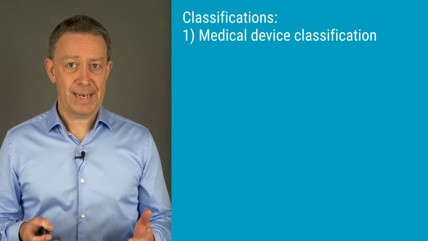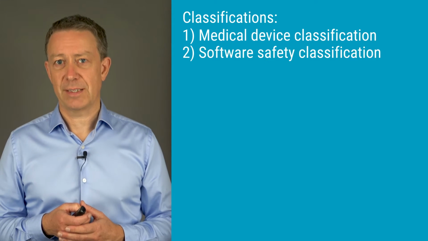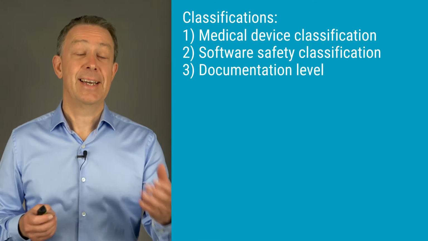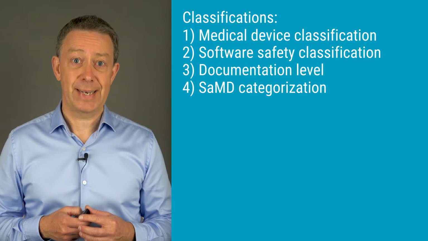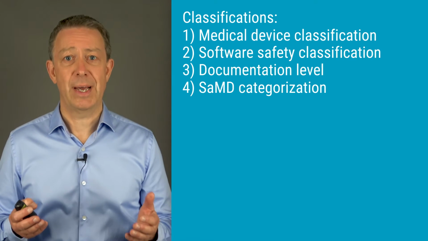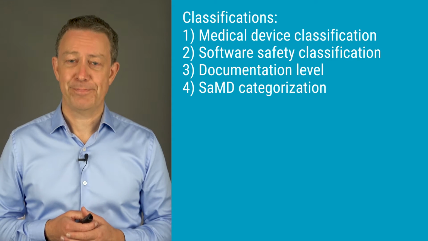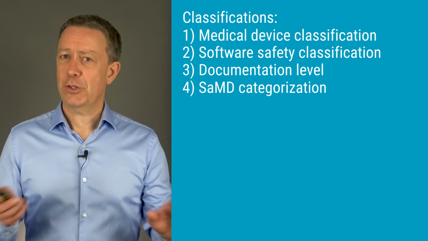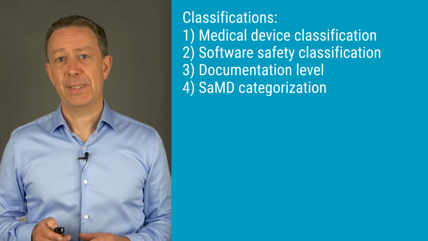Now, let's get started. In this video, I will show you what different types of classification you should apply to your medical device and software. And there are quite a few different types of classifications. Let me present the four competitors: medical device classification, software safety classification, documentation level, and software as a medical device categorization, also known as SAMD categorization. But to be fair, they are not competing, they serve different purposes.